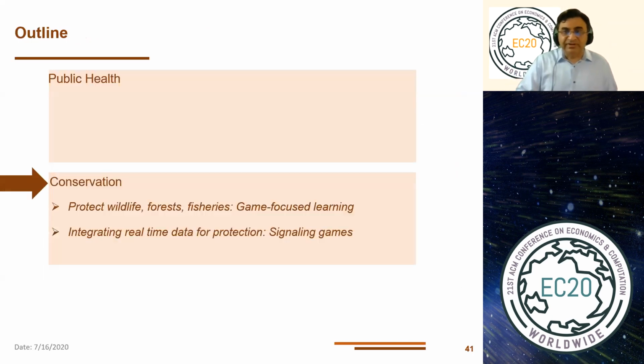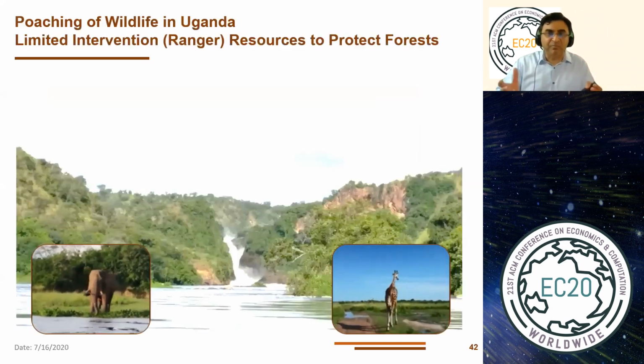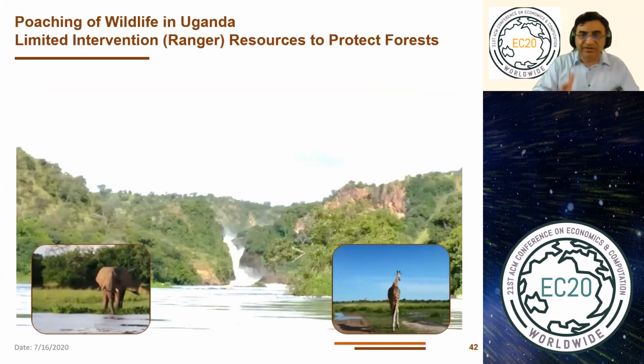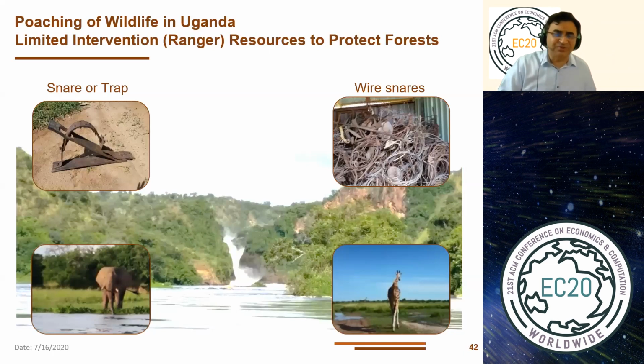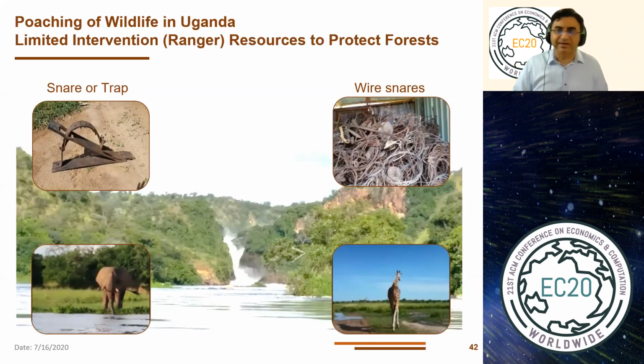Let me now switch gears and talk about conservation. This is Murchison Falls National Park in Uganda. I'm going to use wildlife conservation as the main motivating domain here. Wonderful wildlife, but there are threats to the wildlife: snares or traps, thousands of them, that are used to kill wildlife.